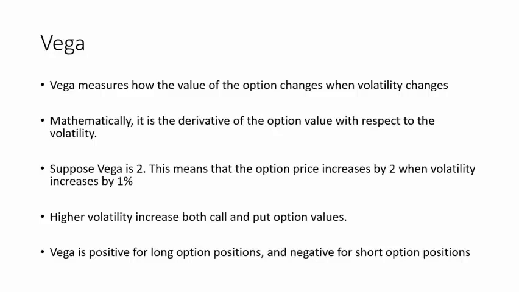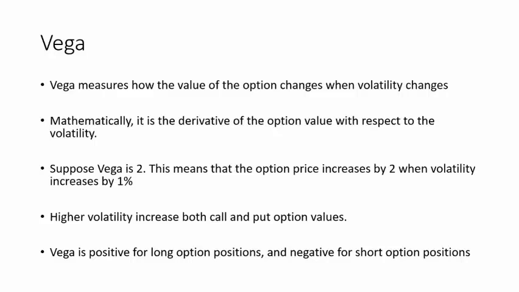So let's take an example. Suppose an option has a vega of 2. What this means is that when volatility increases by 1%, the price of the option increases by 2. So imagine volatility goes from 25% to 26%. That option price is going to increase by 2 in response to the change in the volatility.